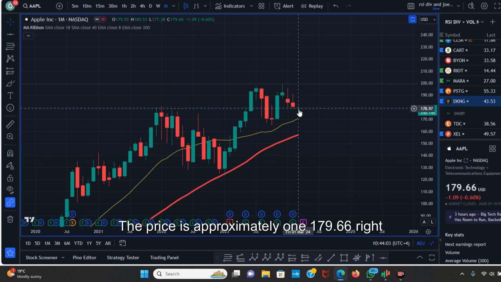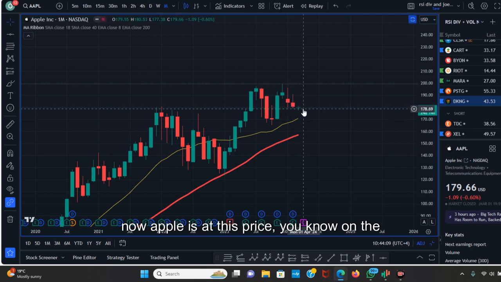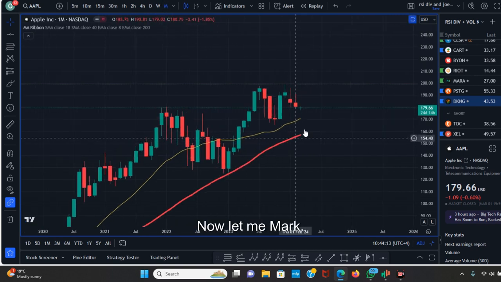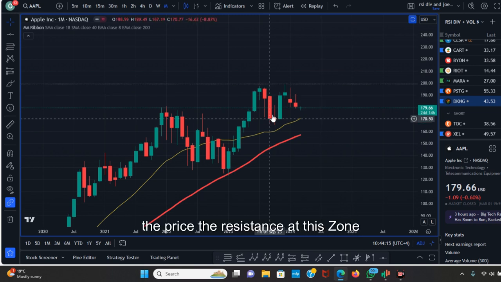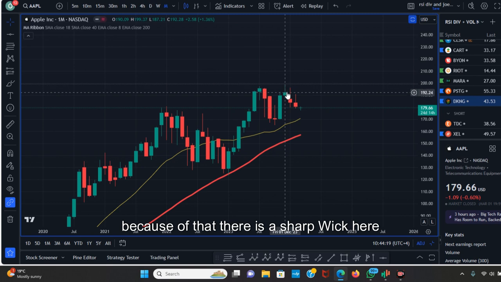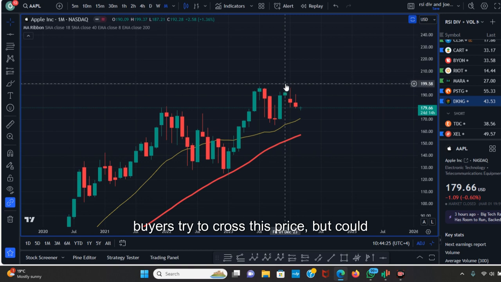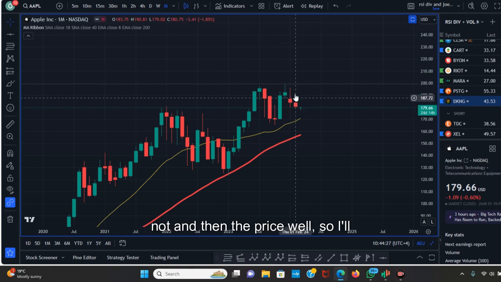So we are here, the price is approximately 179.66 right now. Apple is at this price on the monthly chart. Now let me mark the resistance at this zone because there is a sharp wick here which indicates that the buyers tried to cross this price but could not, and then the price fell.